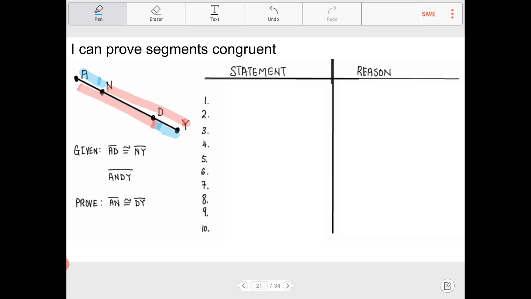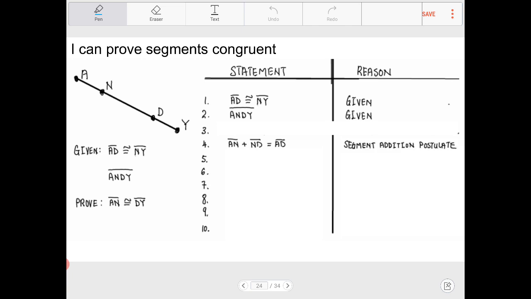Well, how are we going to do that? In a very similar manner. Since AD is congruent to NY, it is always a good strategy to write out the relationship if a certain segment is made up of other segments. So I know that AD is equal to AN plus ND, and this is true because of, again, segment addition postulate. I can make the same argument with NY, that ND plus DY is equal to NY, again because of segment addition postulate.